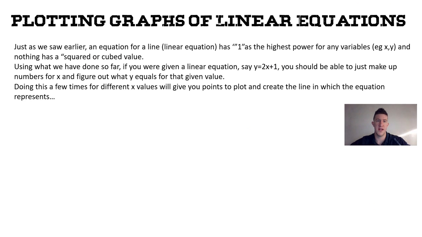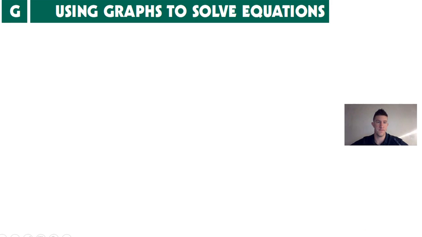So just as we saw earlier, an equation for a line, which we know as a linear equation, has 1 as the highest power for any variable. So any x or y in an equation does not have a square or a cubed attached to it. It'll always just be by itself. So using what we've done so far, if you were given a linear equation, for example, say y equals 2x plus 1, you should be able to just make up numbers for x and figure out what the y equals for that value. Doing this a few times for different x values will give you points to plot and create the line which the equation represents in the first place.